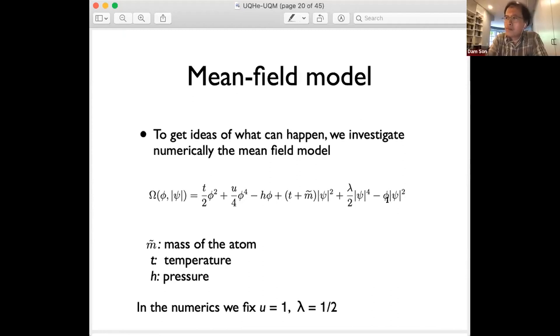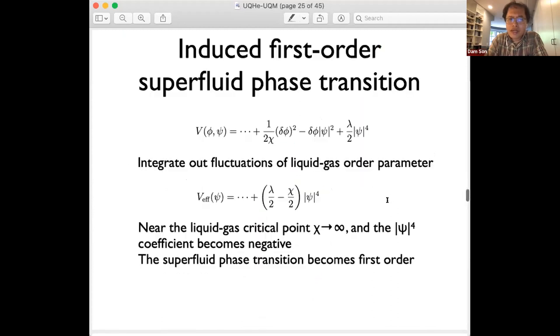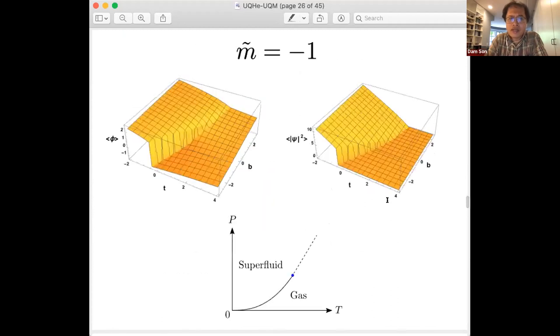Is the universality class of the tricritical point at finite temperature? The theory describing the vicinity of this point is a three-dimensional phi to the six theory.